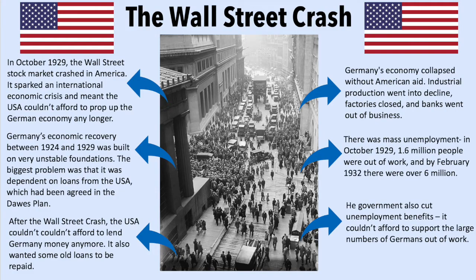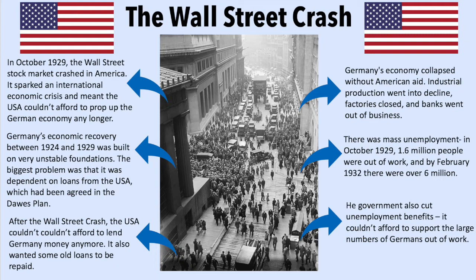The Wall Street crash happened in October 1929. It sparked an international economic crisis and meant that the United States couldn't afford to prop up the German economy any longer. Germany's economic recovery between 1924 and 1929 was built on very unstable foundations. The biggest problem was that it was dependent on loans from the United States, which had been agreed in the Dawes Plan. After the Wall Street crash, the United States couldn't afford to lend Germany any more money. It also wanted some old loans to be repaid.